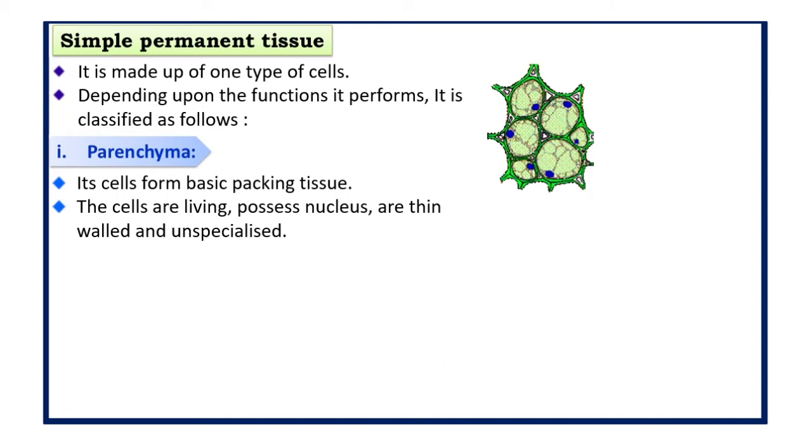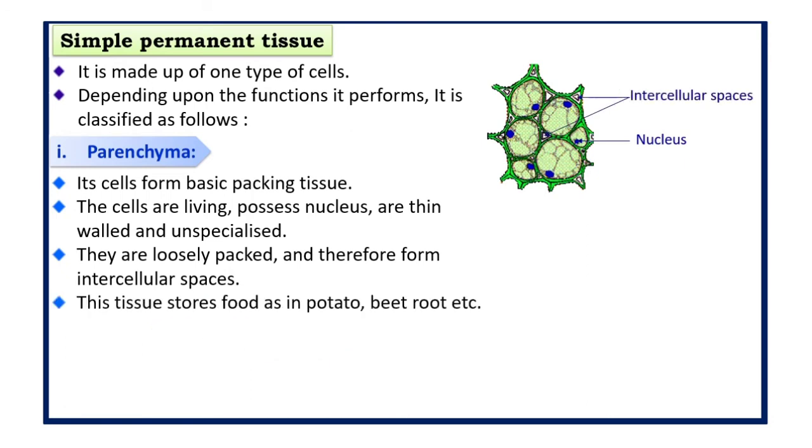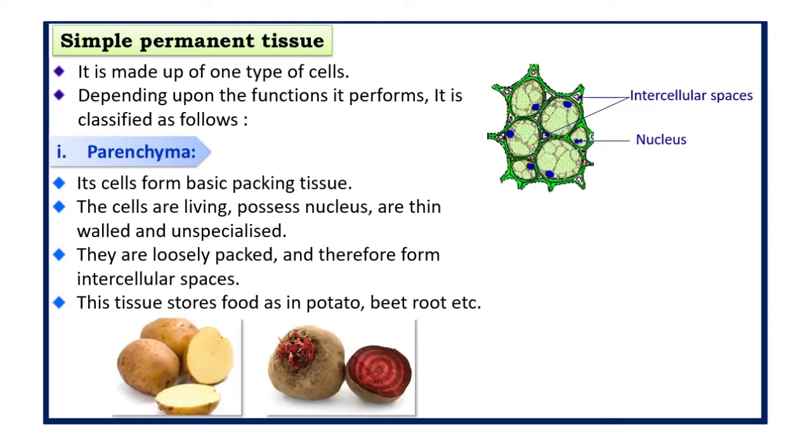The cells are living, they possess a nucleus, and they have very thin walls, and they don't have any specialized function. The cells are loosely packed, and therefore you can see the spaces between the cells, which are called the intercellular spaces. So this parenchyma tissue is generally found as the storage tissue for storing food, as in potatoes and beetroot. So these are the parenchyma cells.